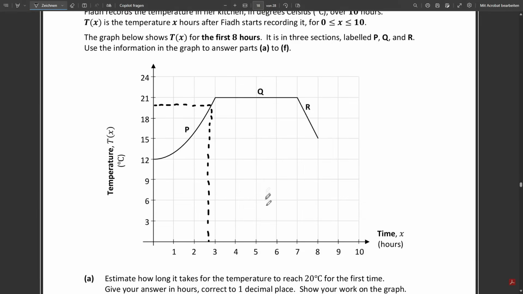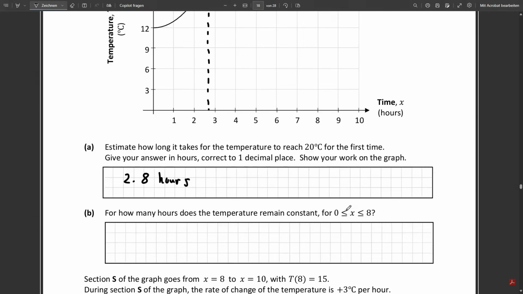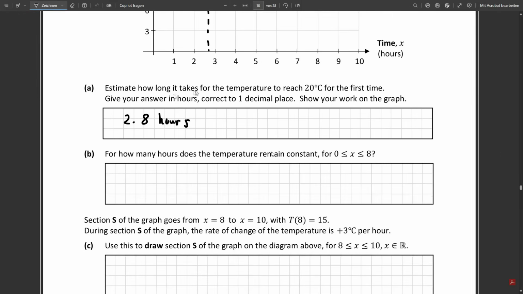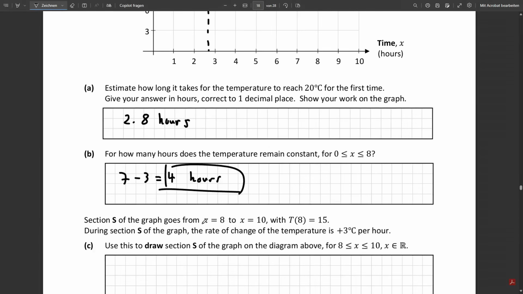How many hours does the temperature remain constant for x between 0 and 8? Well, you can see the answer is it goes constant here, doesn't change, from 3 until 7. So we can say that 7 minus 3 gives us 4 hours. So the rate of change is 3 degrees Celsius per hour.